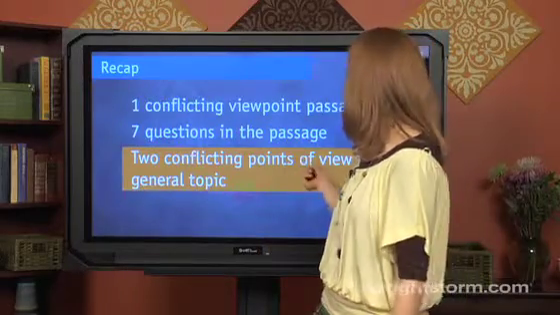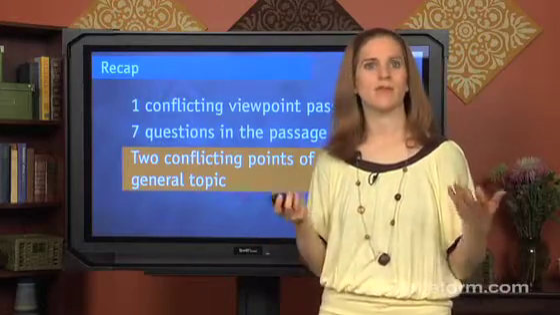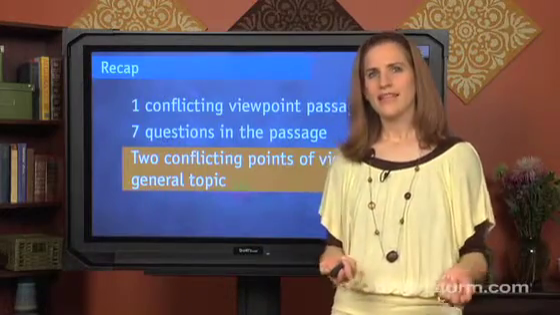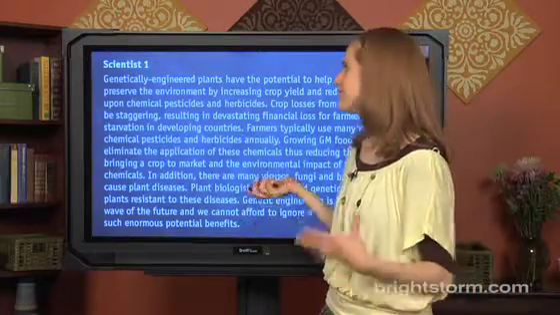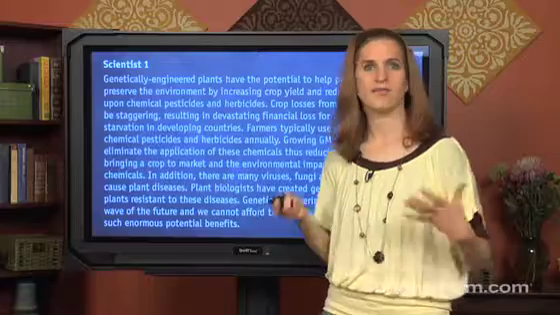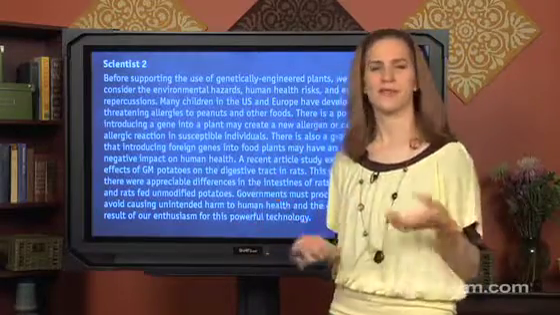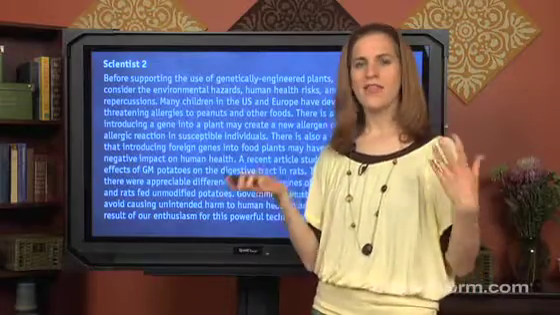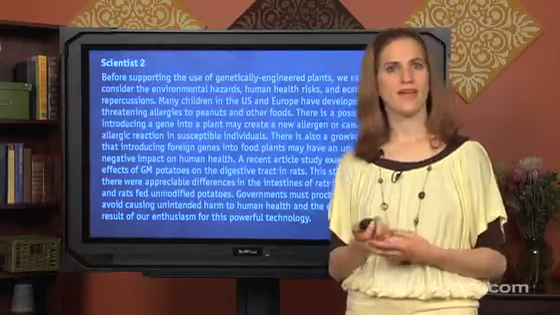And you're going to have 2 conflicting points of view on a general topic. You're going to have 2 scientists just fighting about something scientific. Let's take a look so you see what I mean. You're going to have a paragraph about scientist 1, who has some kind of opinion about something scientific, and then you're going to have scientist 2, who's always disagreeing. That's why it's conflicting viewpoints. And then you're going to have 7 questions. Some of them will ask only about scientist 1, some of them will ask about scientist 2, and some of them will ask you about both theories together. All right, let's take a look at some strategies for how to tackle this.